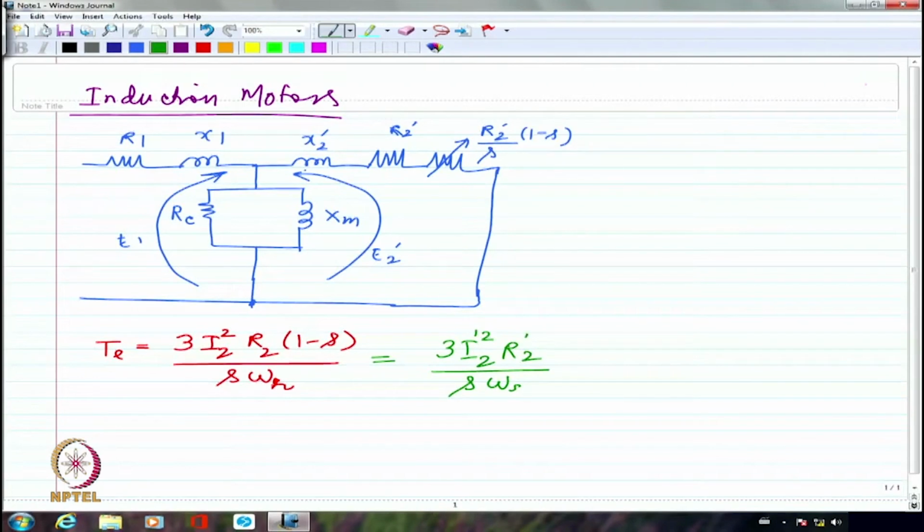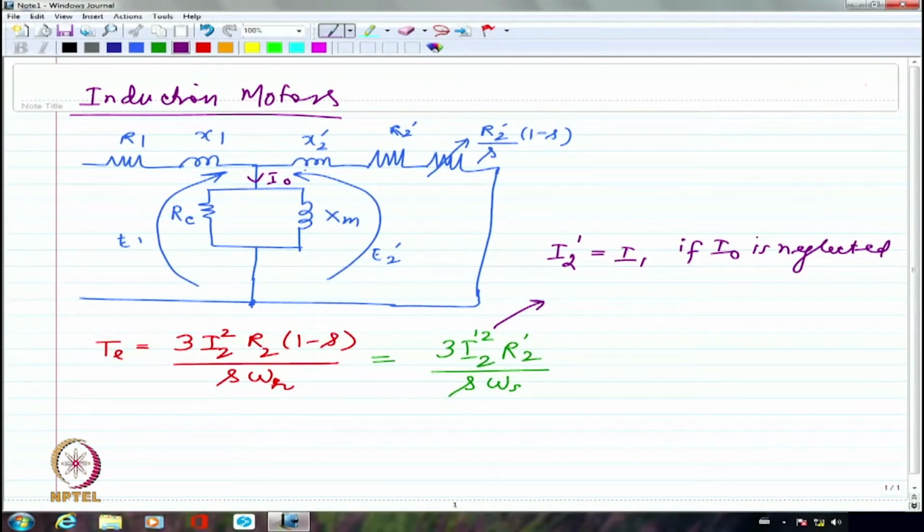I can write this as I2 dash squared R2 dash or I2 squared R2. It doesn't matter because the power is invariant, whether I look at it from the primary side or the secondary side in a transformer, or from the stator side or rotor side in an induction motor. So this is going to be invariant. Then we wrote the expression for I2. So we said I2 dash is equal to I1 if I neglect whatever goes as I0, so if I0 is neglected. And we chose to neglect it because we wanted a simpler expression in terms of V1 itself, whatever voltage is being applied.